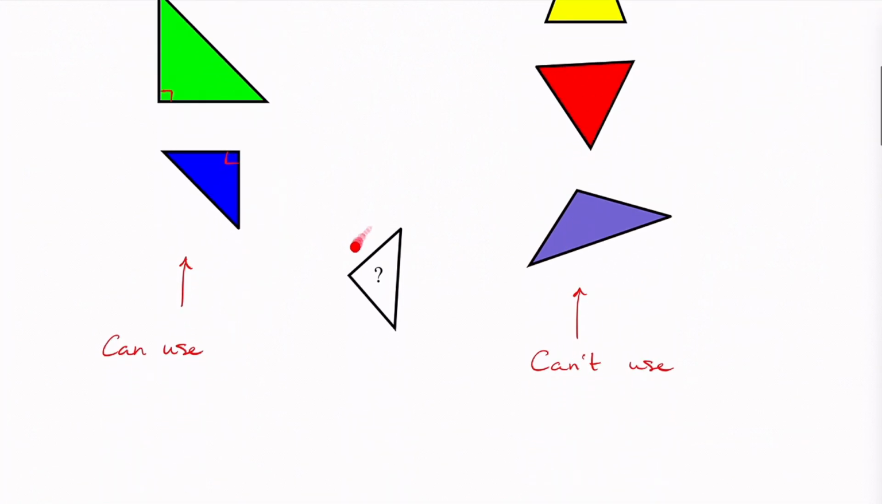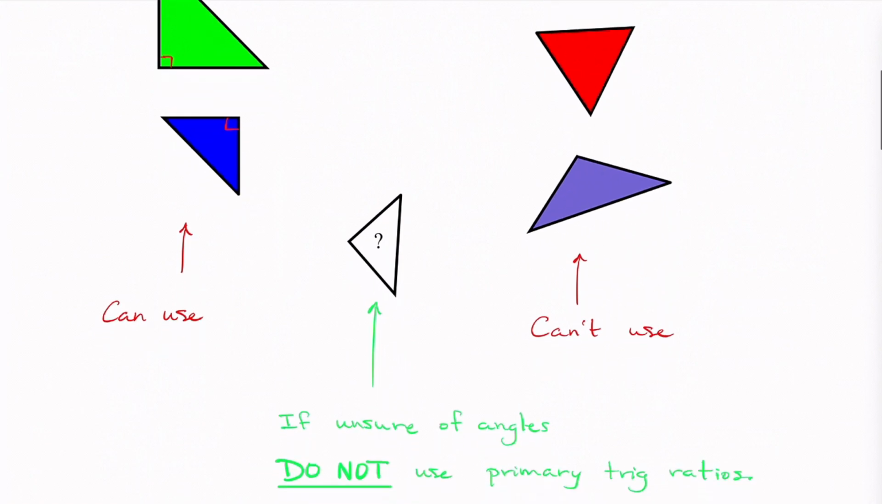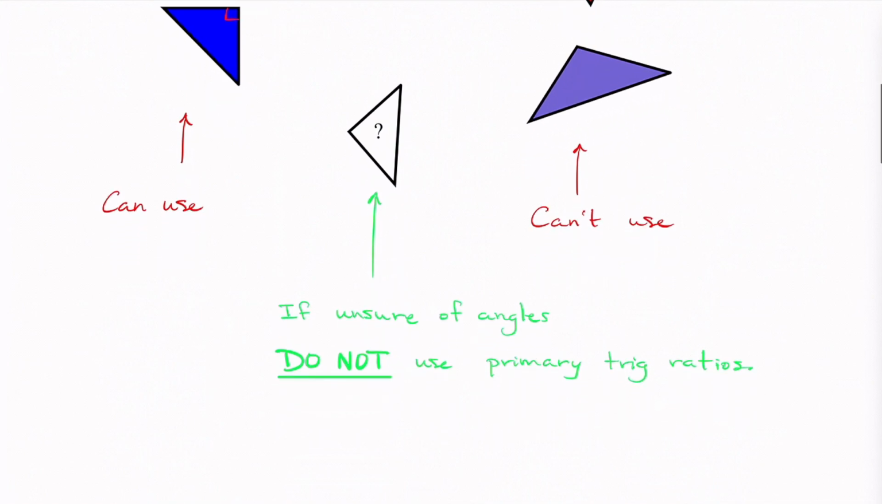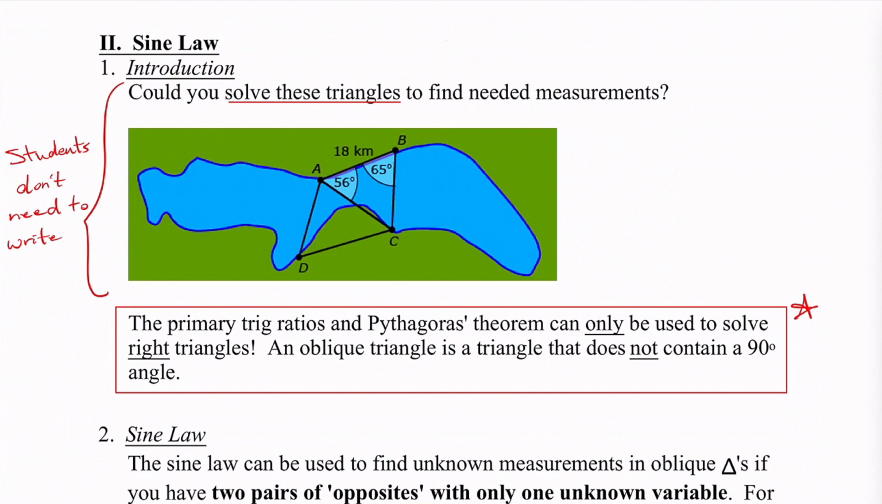Now, if we get a triangle where we don't know what the angles are, we don't want to use the primary trig ratios or Pythagorean theorem, because if there's not a 90-degree, they can't be used. So you always want to try to avoid using them. It says if we're unsure of the angles, do not use the primary trig ratios. What we want to use instead is the sine law, and we're going to get into that now. The actual sine law we'll get into down below here.